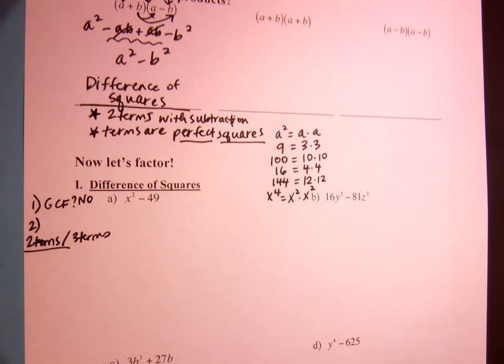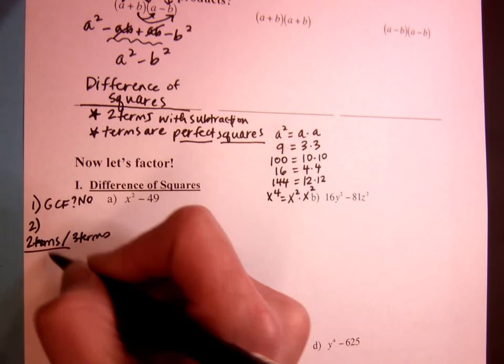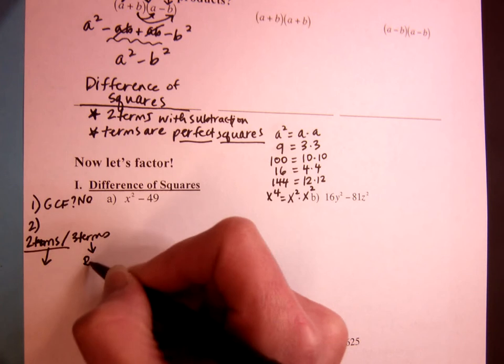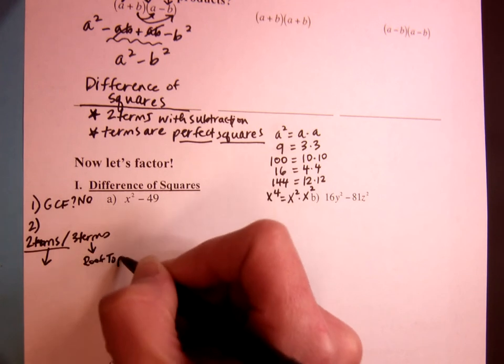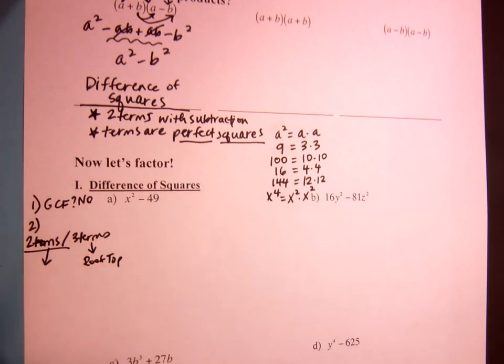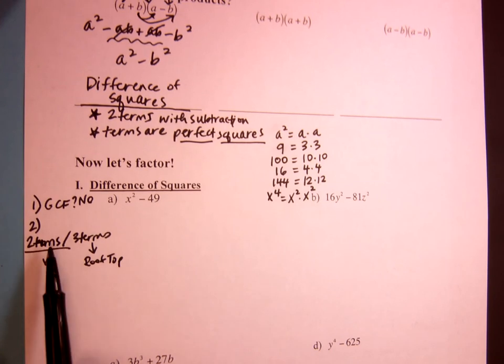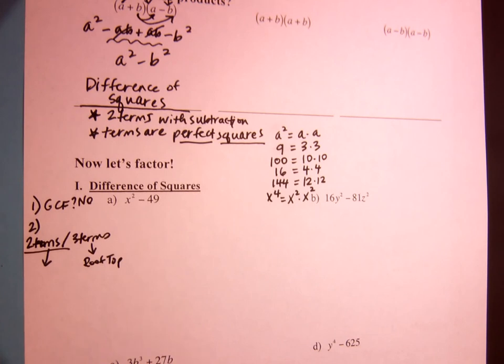Oh, I'm sorry, there are two terms. Sorry, my brain was working faster than what the paper was. All right, so it does have two terms. And if there were three terms, then you would use rooftop like we did on Friday, okay? But this one has two terms, and so we can't do the rooftop.